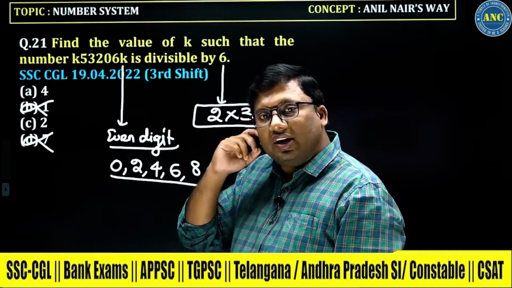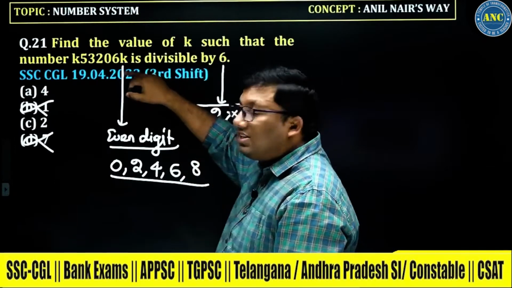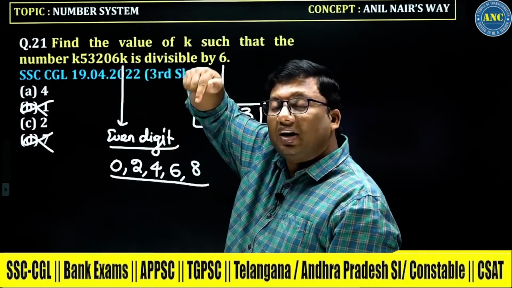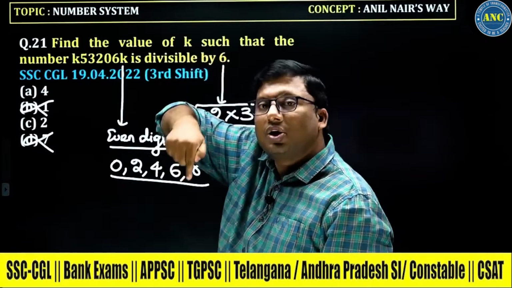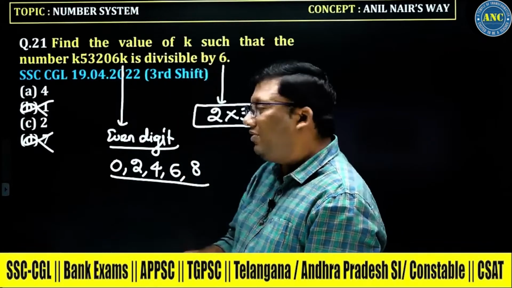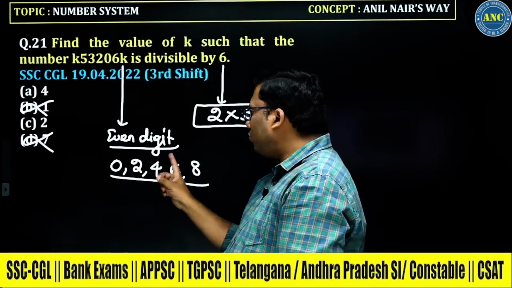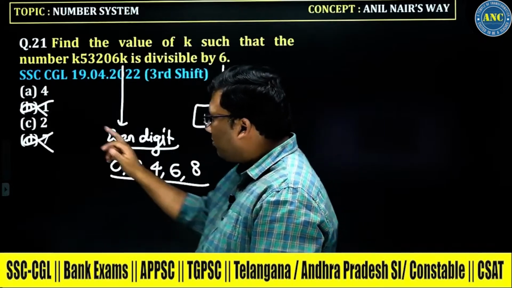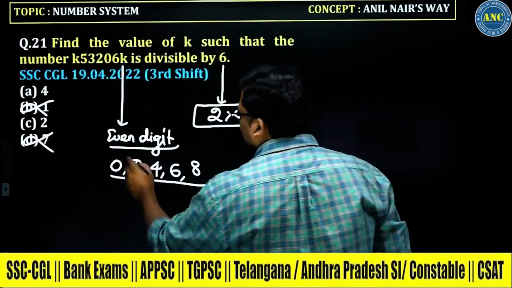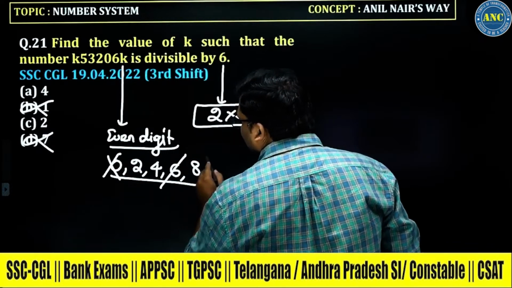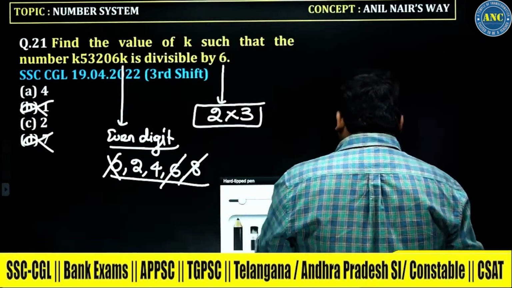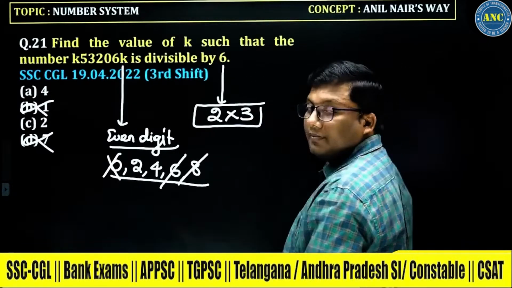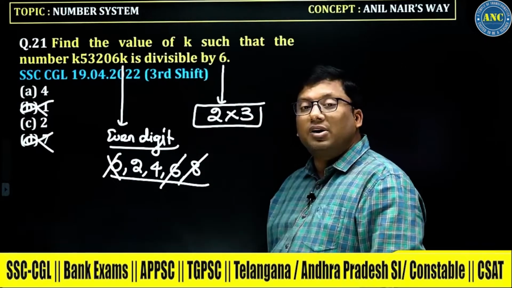Sir, why are you deleting 1 and 7? K is in the units place. If a number is divisible by 2, the units place has to be an even digit. So 0, 2, 4, 6, 8. That means 1 and 7 are out. The options given are 2 and 4. Out of these, one option is divisible, and it is divisible by 3.